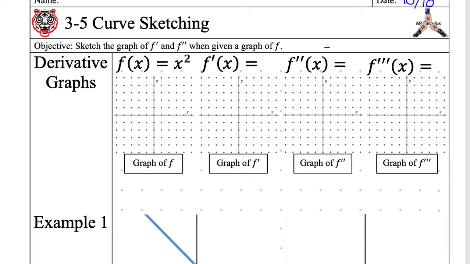All right, objective today. Someone read it. Sketch the graph of f prime and f double prime given the graph of f. There it is. That's it. It sounds like an easy objective, but because you need to have everything down for the previous unit 3-1 through 4, it does make it kind of hard.